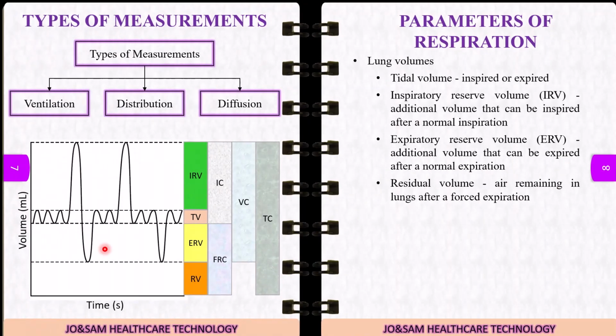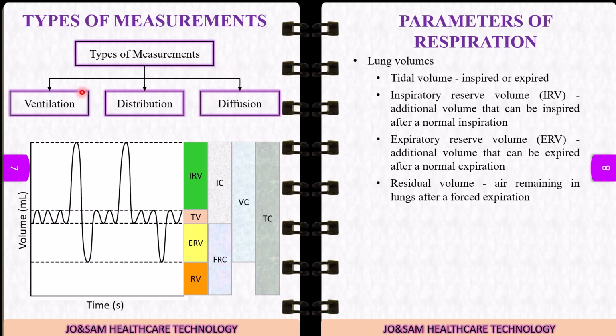Okay, till now we have discussed respiration, types of respiration, external respiration, mechanics of breathing, etc. Now we are going to see what measurements can be made on the pulmonary functions. There are three types of measurements that can be made: ventilation, distribution and diffusion.